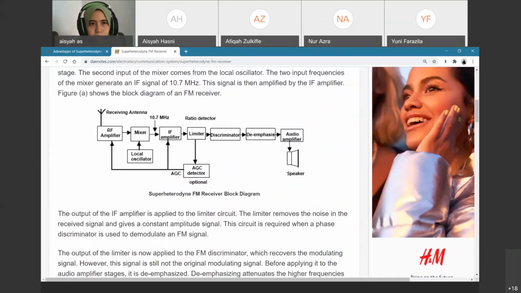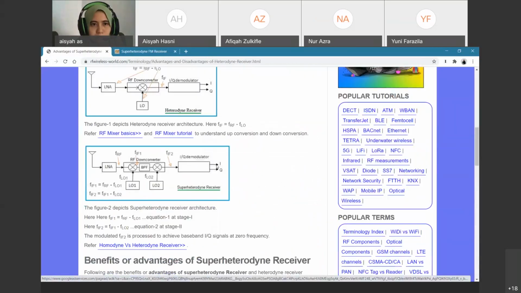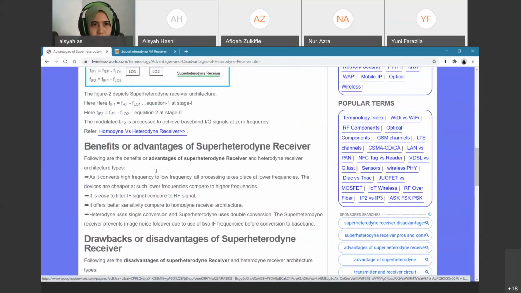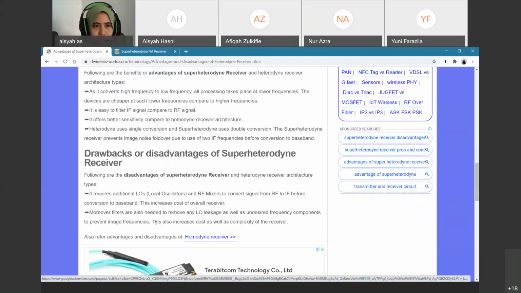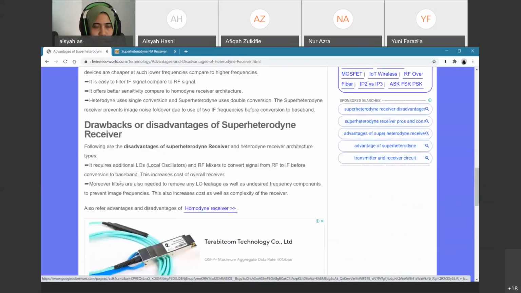And then for the advantages and disadvantages, the heterodyne receiver will convert high frequency to low frequency. This makes it cheaper compared to higher frequency devices, and it is easy to filter the IF signal compared to the RF signal. It offers better sensitivity and uses double conversion. The disadvantages of this receiver are that it requires a local oscillator and RF mixer to convert the RF to IF, and the filter also needs to remove the local oscillator leakage to prevent image frequencies.